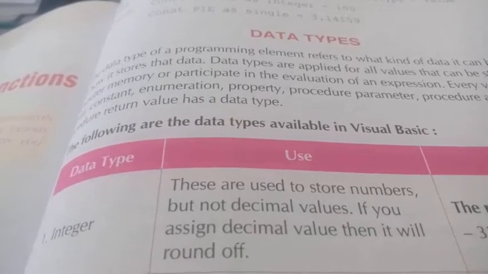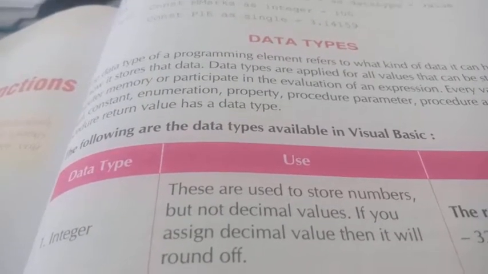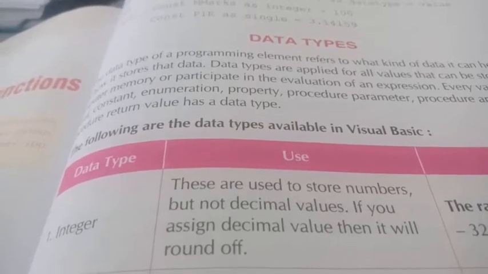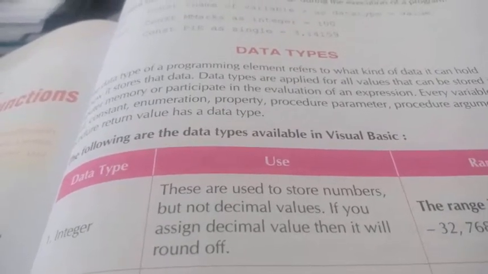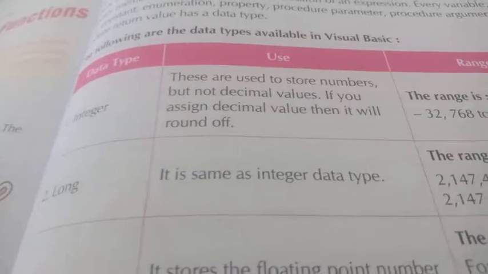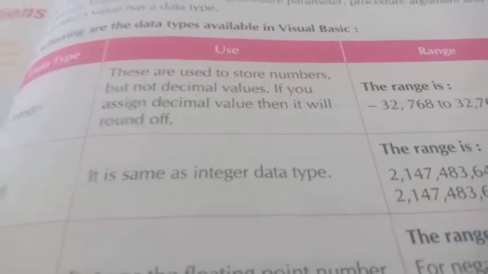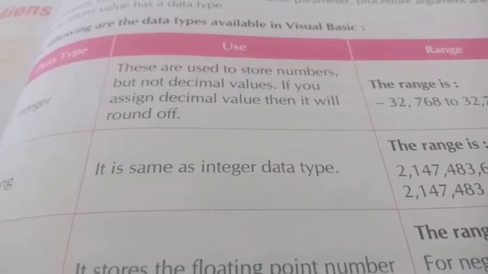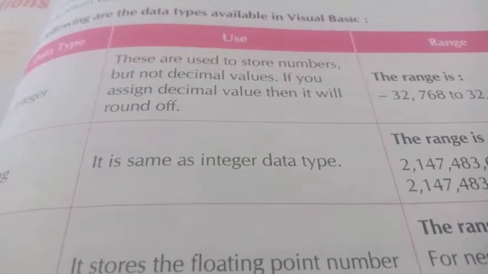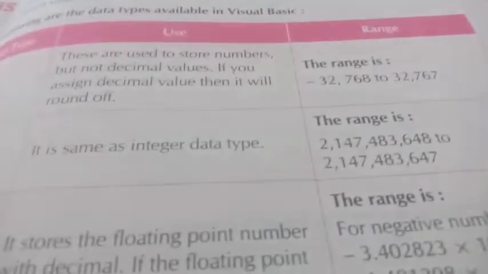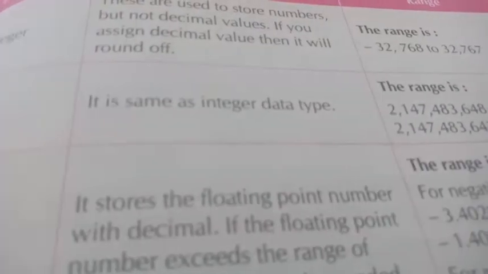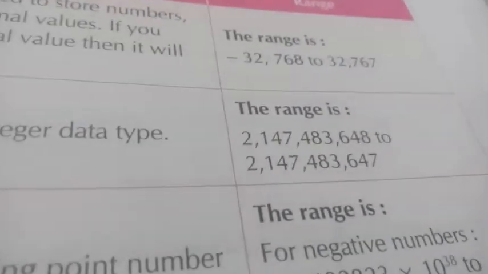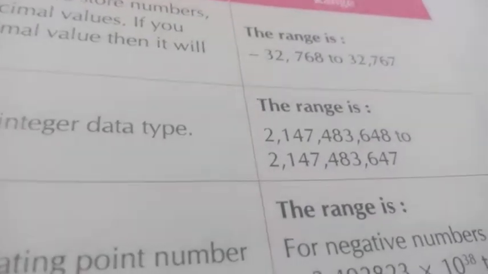So for the conversion some rules are available, and you can see here the following data types are available in Visual Basic. You can see Integer. If you need to input an integer, it is used to store numbers but not decimal values. If you assign decimal values, it will be rounded off. This is the range of Integer. Long is here, it is the same as the Integer data type, and the range is extended.